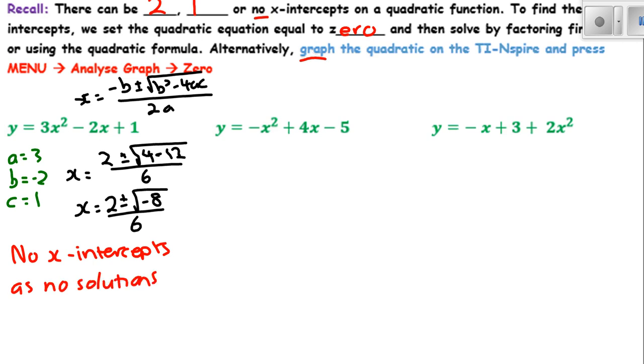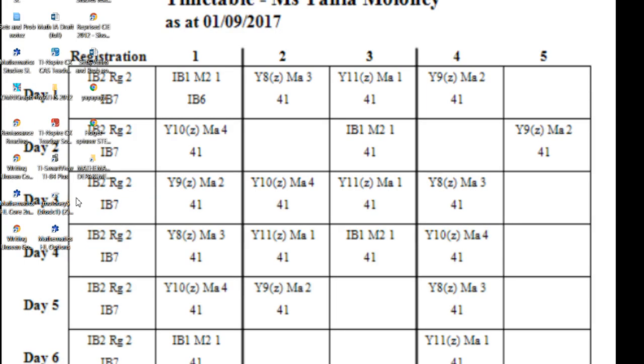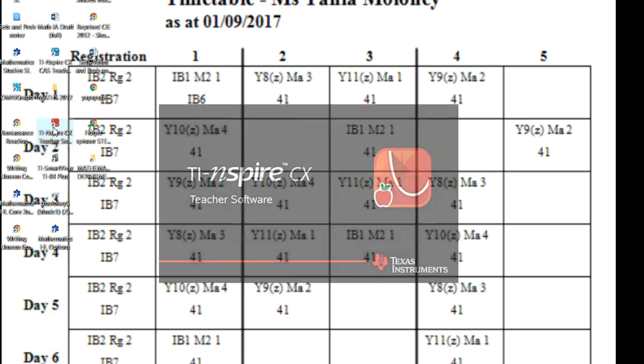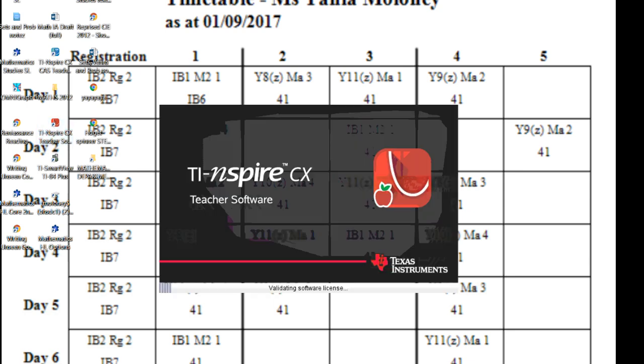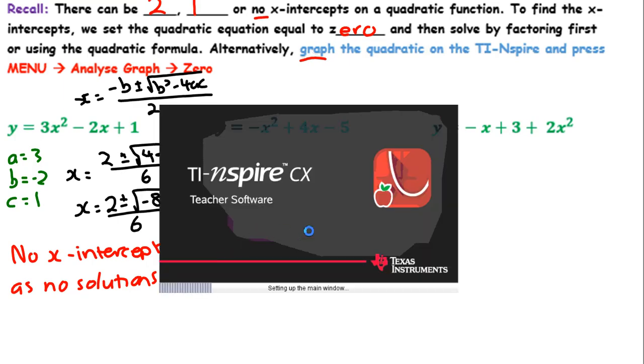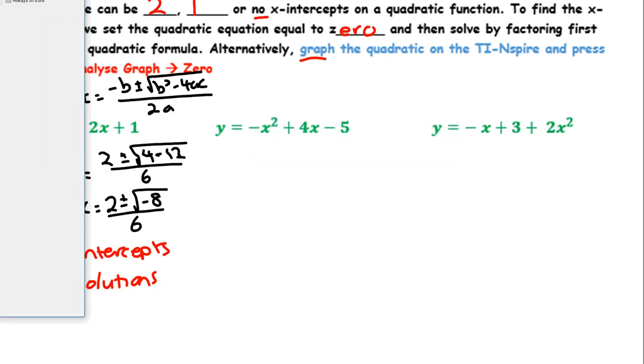Let's maybe just quickly open the TI Inspire and practice graphing. Might take ages, sorry. So we're opening the TI Inspire. We're going to practice graphing this for fun because it's just awesome. It'll open up. There we go.